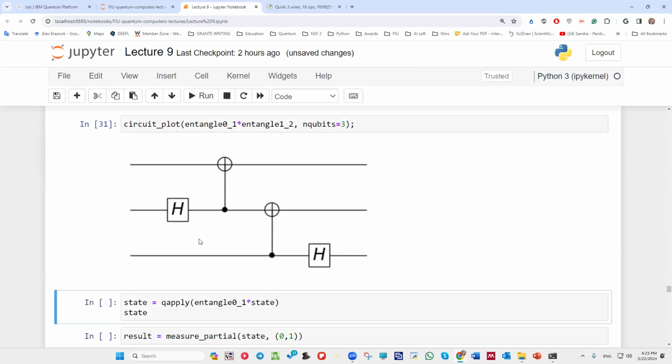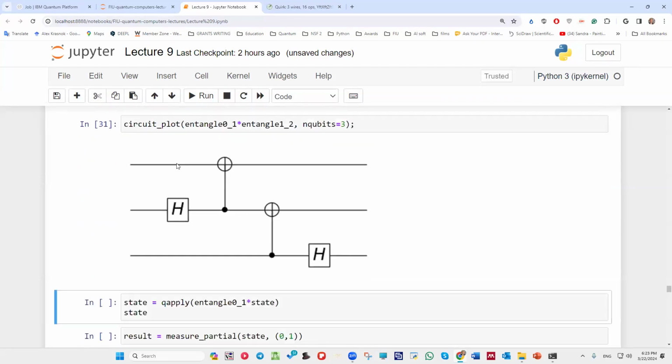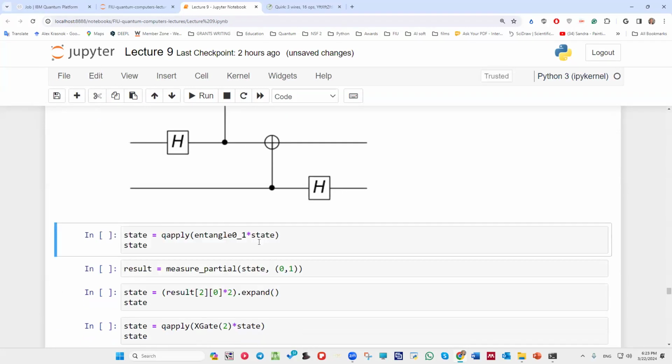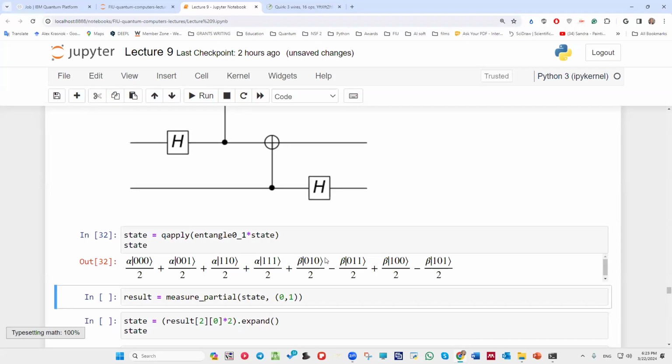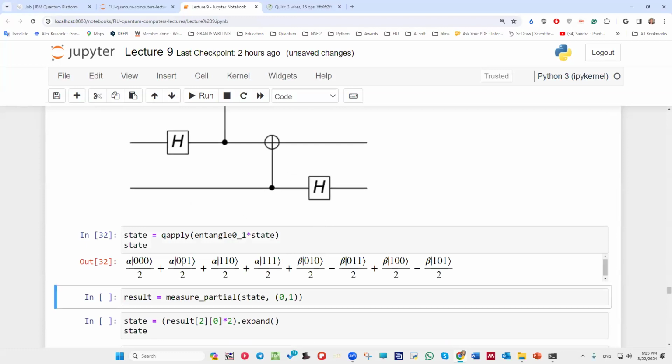I just remind you that in SymPy, instead of going from top to bottom, we go from bottom to top, right? So the bottom qubit belongs to Alice. And this is the state that is generated by this circuit.